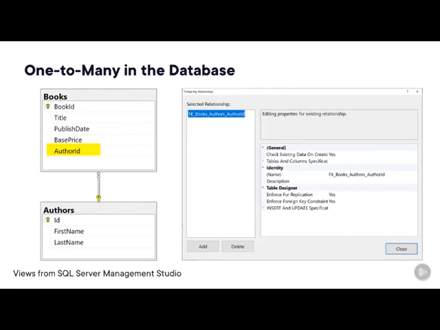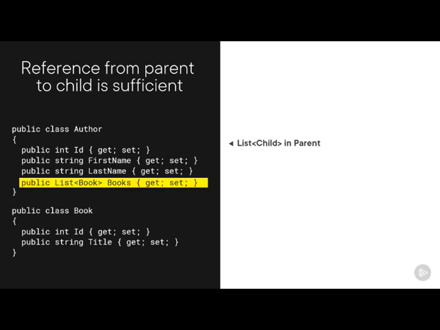For example, the books table has a foreign key column called author ID, even though I didn't create an author ID property. The list property, or some type of collection in an entity, is enough for EF Core to understand that this is a one-to-many relationship. The child or dependent class doesn't even need a property with any reference to that parent.